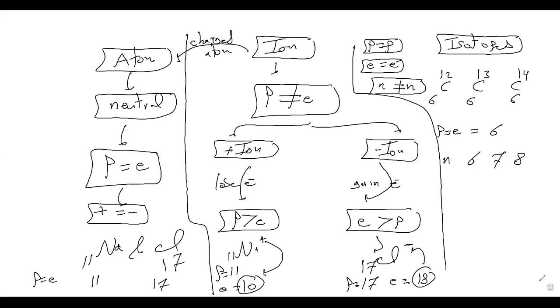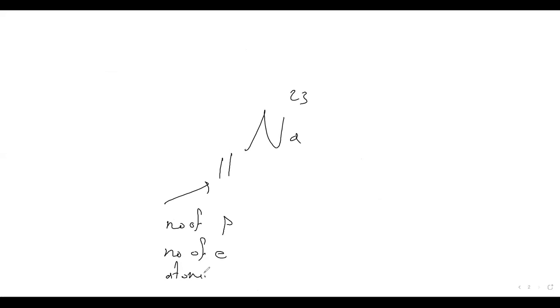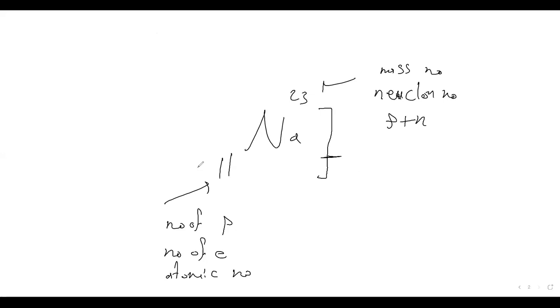After that, in any element, like Na 11, 23, this lower number is considered the number of protons, or number of electrons, or atomic number, while the upper number is considered the mass number, or nuclear number, or sum of protons plus neutrons. The difference between the two numbers, mass number minus atomic number, is the number of neutrons.